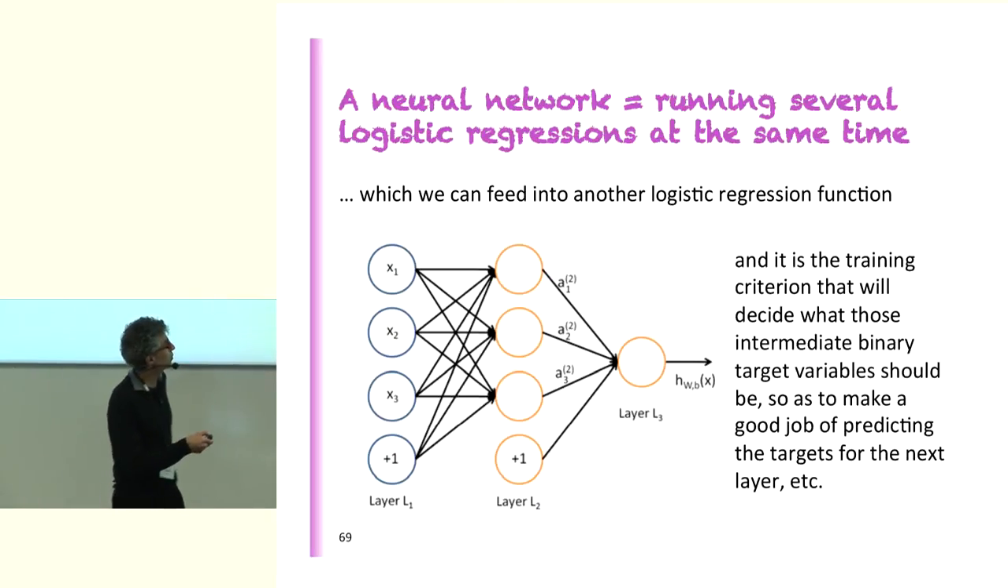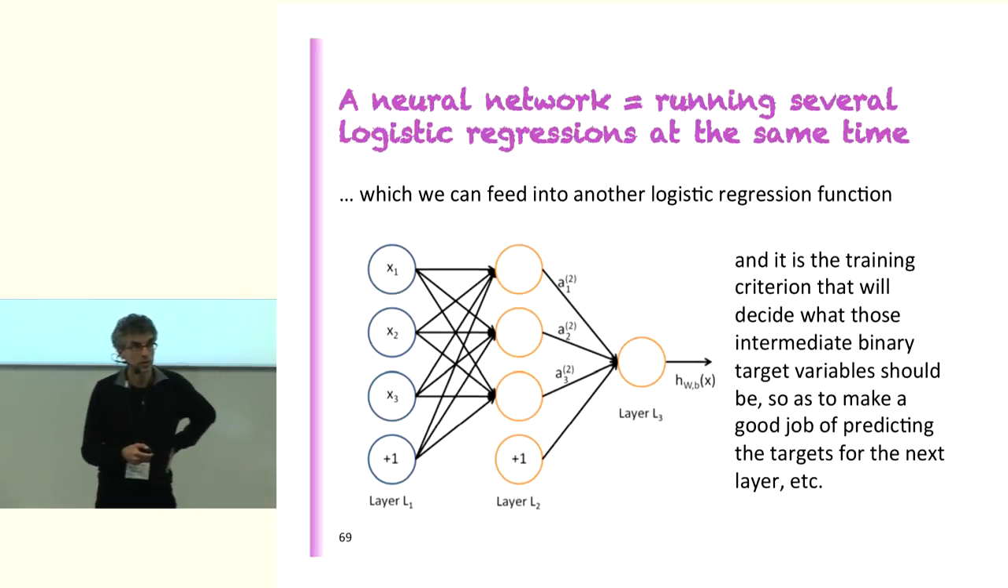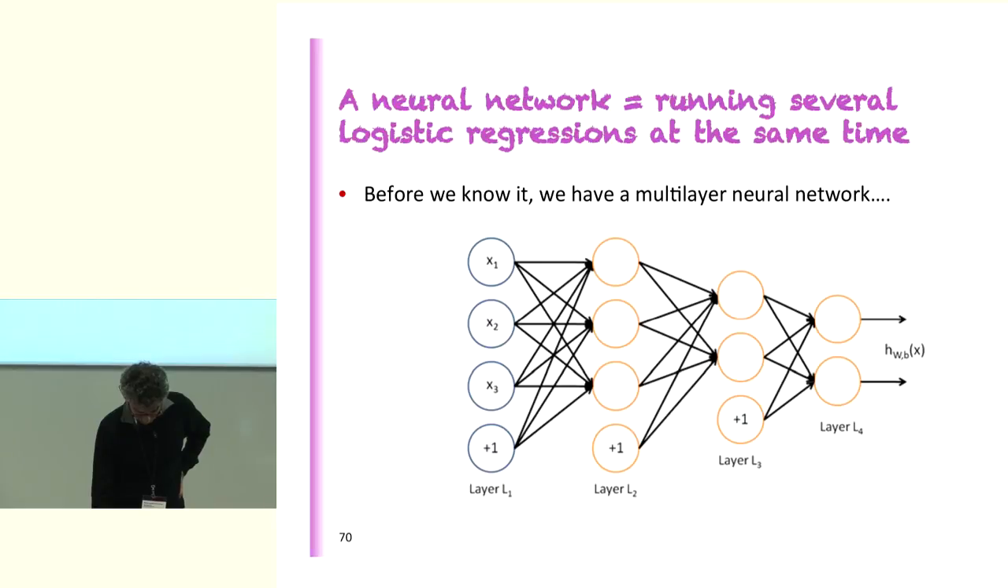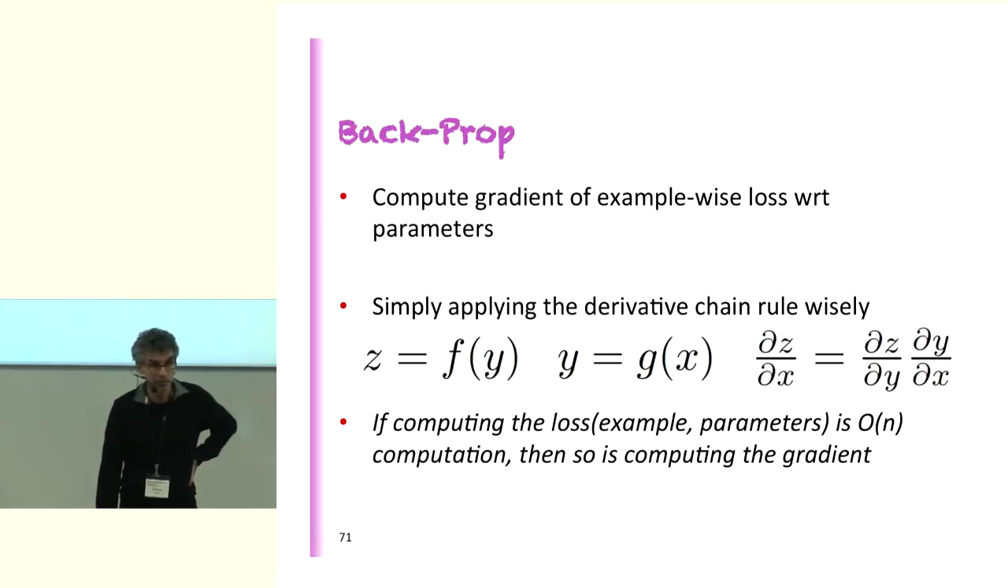And the idea of neural nets is we can do this without having to specify what the intermediate variables here should be. We can let the learning algorithm discover what they should be. And we can do that by simply optimizing the parameters here and here together so as to make the error we make here as small as possible. So that's the basic idea. And of course, you can have more layers. And how are we going to train all of these together? We're going to use something called backprop.